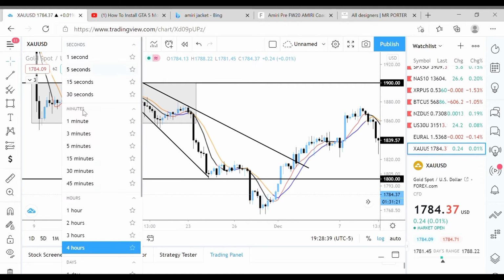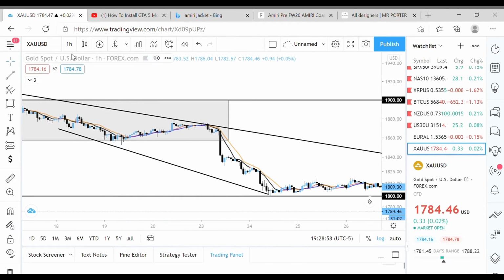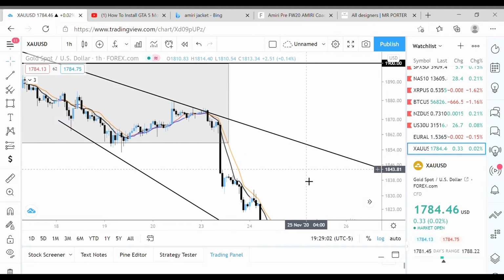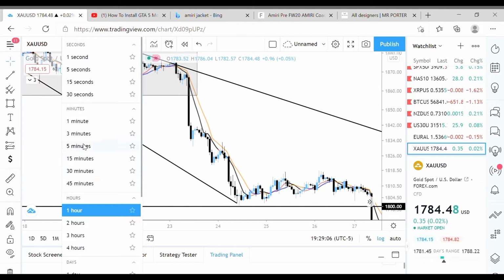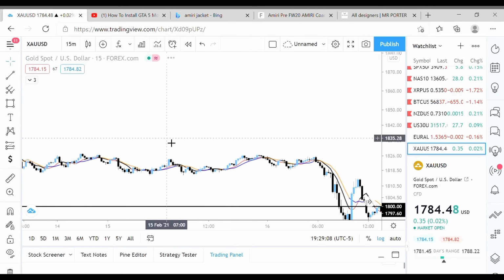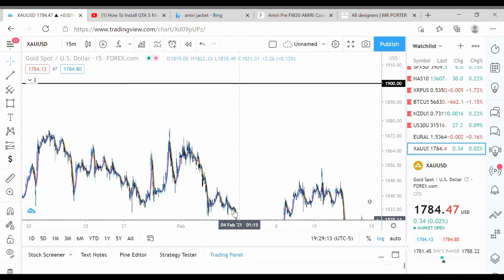I'll probably zoom this down to like the 1 hour. I try to get into the 1 hour or even an earlier time frame, like 30 minute, 15 minute, just to have more of a confirmation when I get into this trade. Let me see on the 15 minute. Let me see what it's telling me. I'm at 1900, 1800.